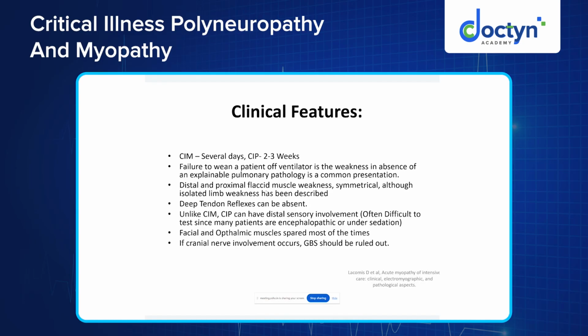A CT scan probably shows a normal lung structure, but a ventilator patient, despite having a normal lung, is not able to be weaned off the ventilator. So think of the other causes. Ring the bell in your brain that the patient is not able to wean. Why is the weaning failing if the lung parenchyma is normal? It can be CIM or CIP.